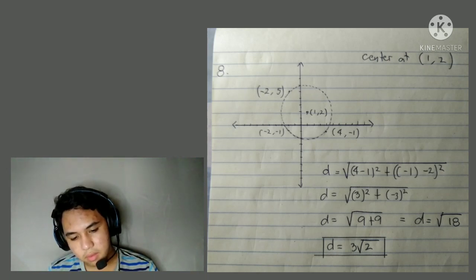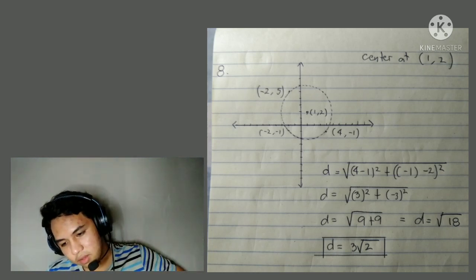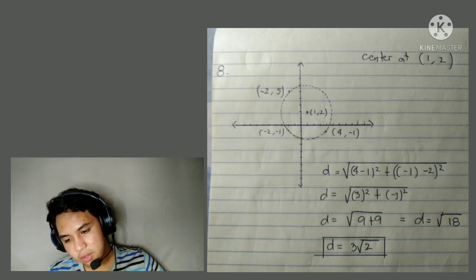If we simplify, we will get 3 squared plus (-3) squared, which is the square root of 9 plus 9, or the square root of 18. If we use our calculator and plug in the square root of 18, we will get 3 square root of 2, and that is our distance from the center to the other point, or that is our radius.